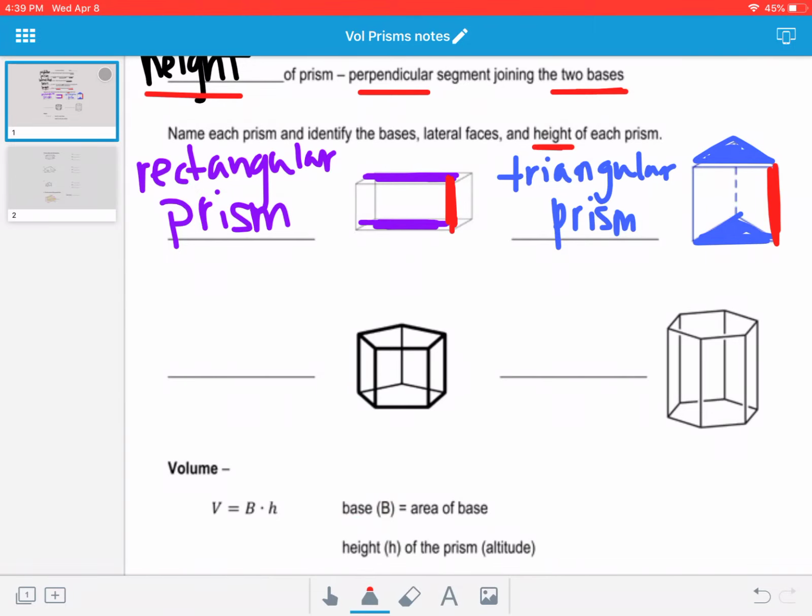Now, both of these two have the heights going vertically. Height doesn't always have to be vertical, you guys. The height has to connect the two bases. You've got to remember that. The height is going to join the two bases. Pause the video here and name the bottom two prisms on your own.